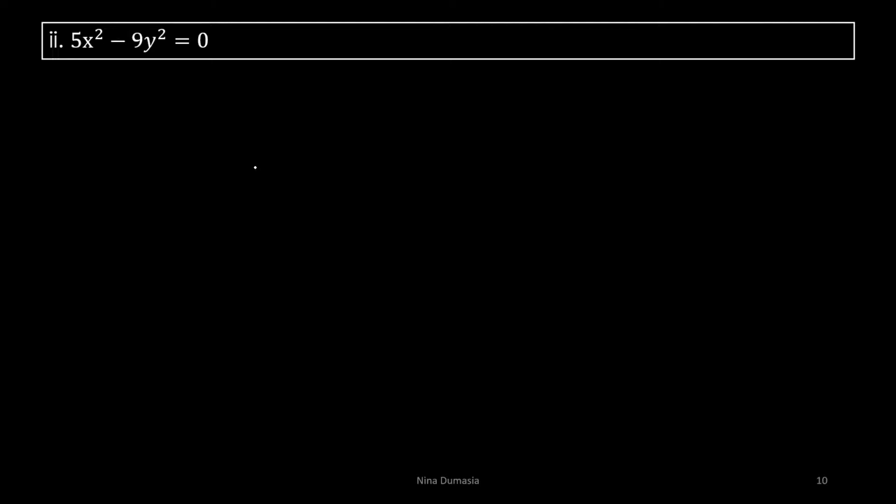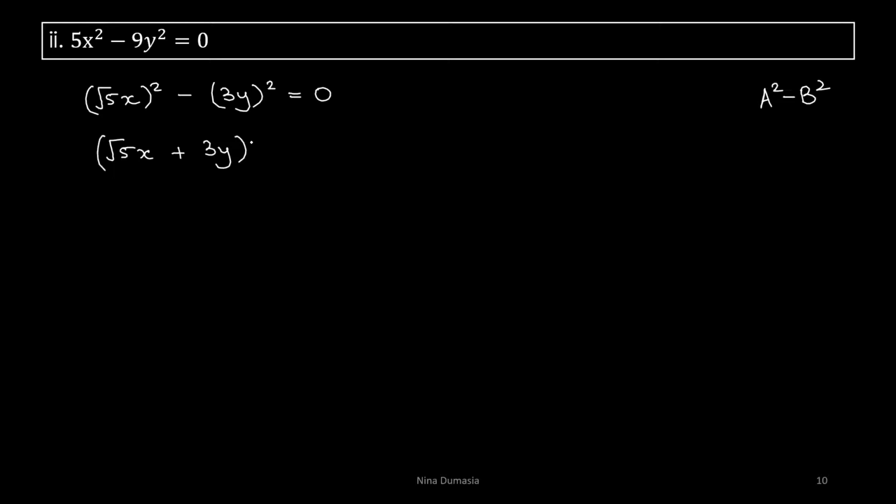We have 5x square minus 9y square is equal to 0. This is easy. This is of the type a square minus b square. We just have to write it in that form. So I can write this as root 5x the whole square minus 3y the whole square is equal to 0. We can write it like this. Now what happens to this? It is a minus b into a plus b. So this becomes root 5x plus 3y into root 5x minus 3y is equal to 0.